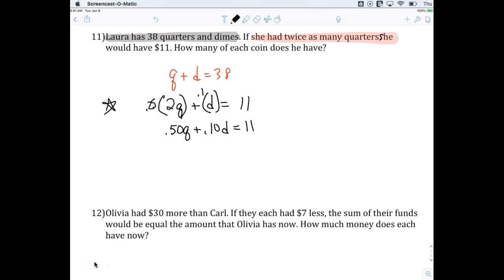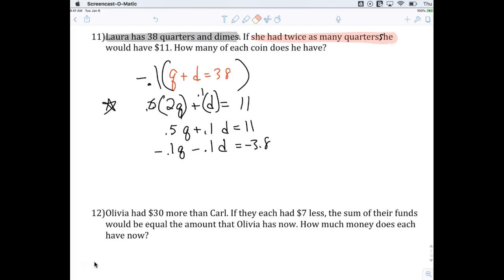Now, it's just a system of equations. I have to multiply this by what? Negative 0.1. Very good. So now that becomes negative 0.1Q minus 0.1D equals negative 3.8. Now, technically, do I really need these zeros here? It's too confusing with the zeros. We don't need them.